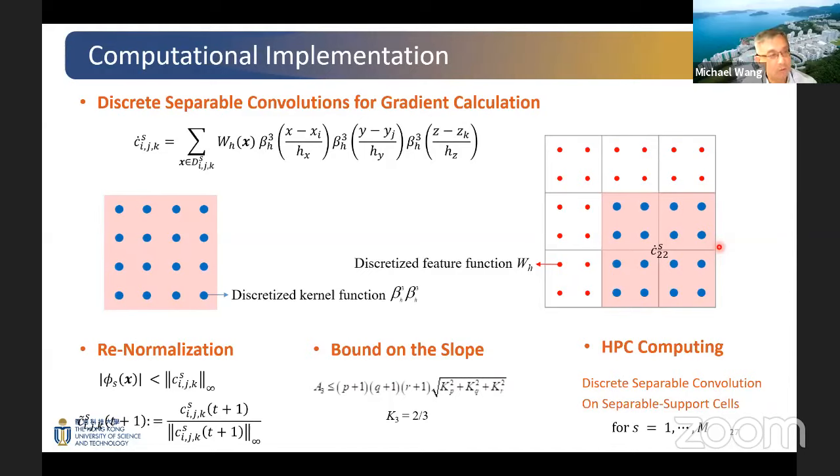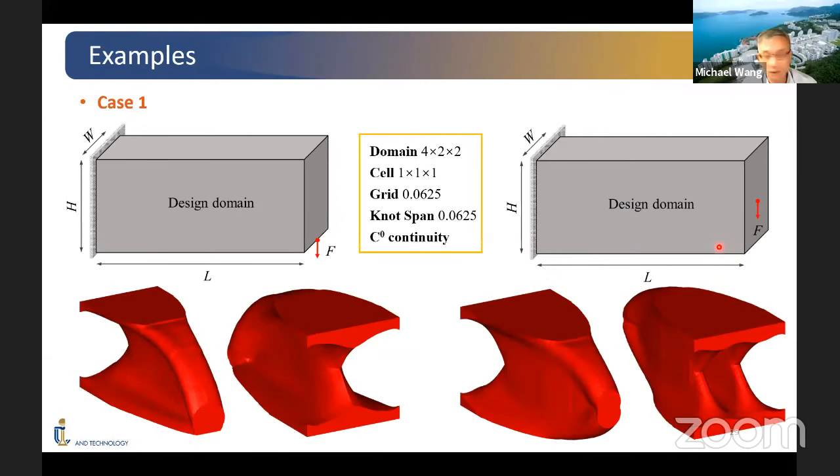And I also mentioned that integrals in terms of the cubic B-spline could be implemented as convolutions, which is much faster than other types of processes. I will not get into the details. Now, let me just show you some examples that we have done.